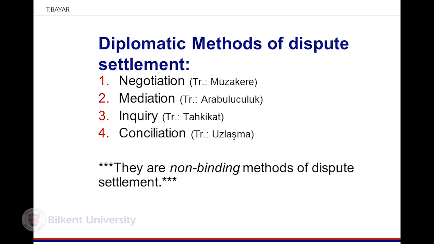And let's start with the diplomatic solution methods. Well, they're all known to you. We have all used those in our sentences until today, like negotiation.